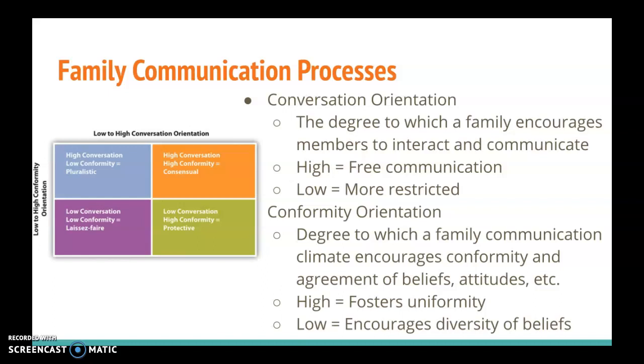It might be expected that your family is always going to be one way, that if your family was always protective, that you are going to feel protective over your potential children and that sort of thing. Or it might be that you end up pushing back against the protective nature of your family and end up as a much more pluralistic family, so flip-flopping on this scale. But ultimately, we can look to the conversation orientation and the conformity orientation of a family in order to better understand the communication process of that particular family.